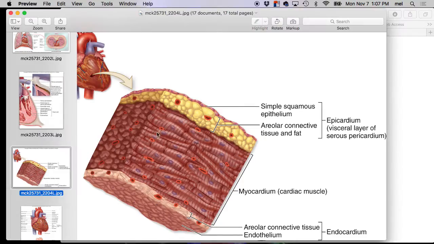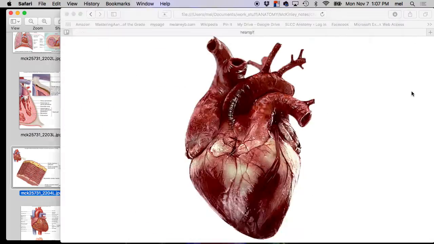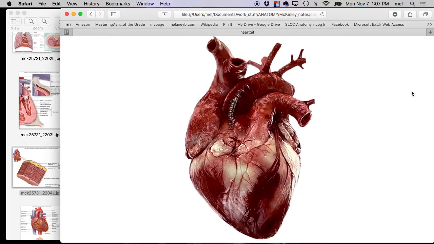Okay, all right, so now if we go here and start moving in, now we're at the visceral pericardium or the epicardium. Let's take a chunk of the heart wall and make it all the way to the chamber of the heart, right? So look at the tissue that you find on your way in.